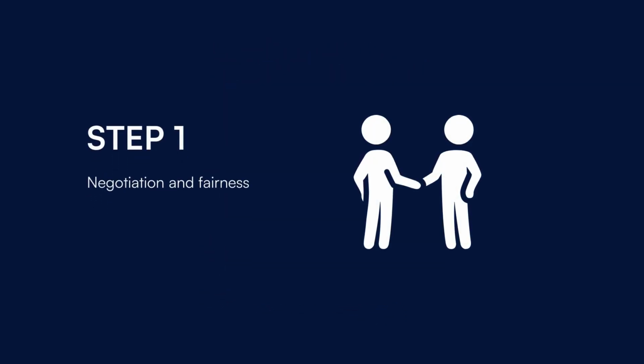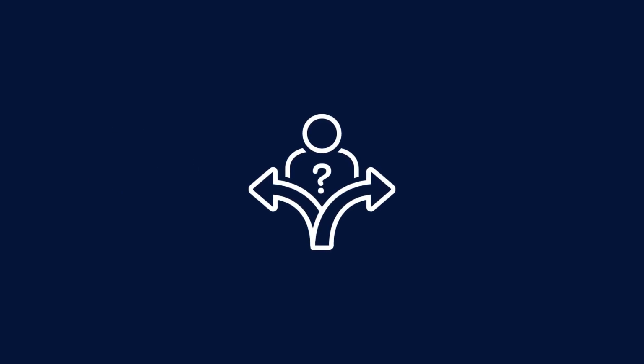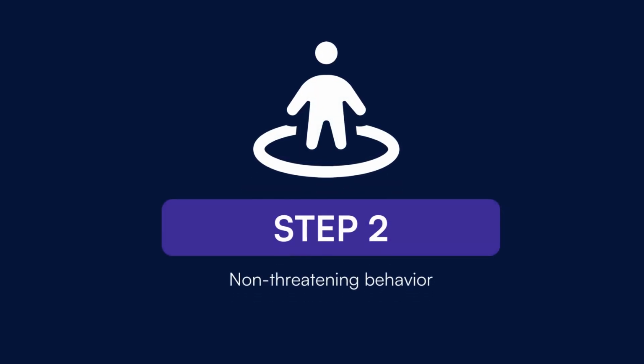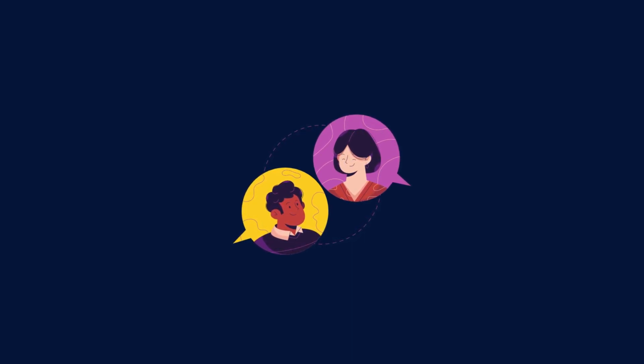Negotiation and fairness. This step emphasizes the importance of mutual understanding and compromise. It focuses on working together to find solutions, ensuring that decisions are made fairly and recognizing the needs and wants for both partners. Non-threatening behavior. Here the focus is on creating a safe environment where both partners can express themselves freely without fear of intimidation or harm. It underscores the importance of behaving in ways that make each partner feel secure and respected.